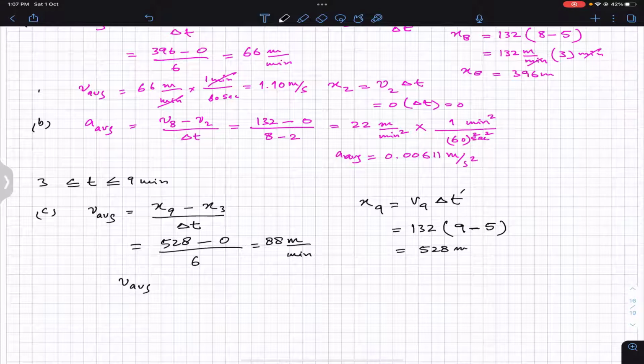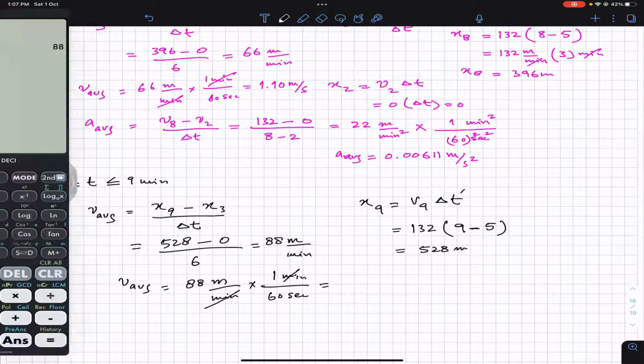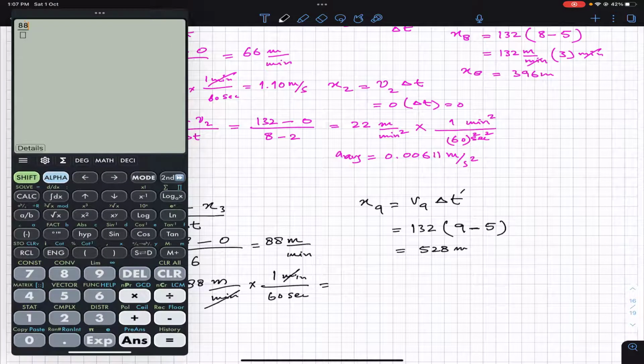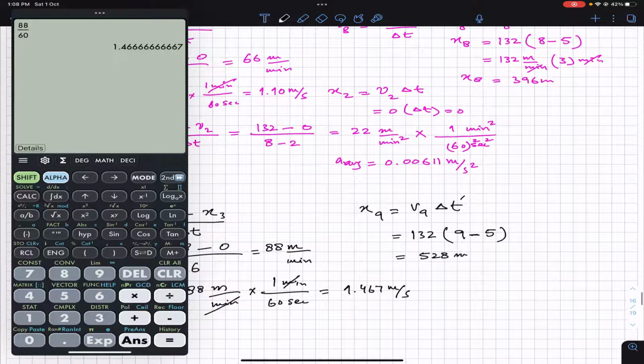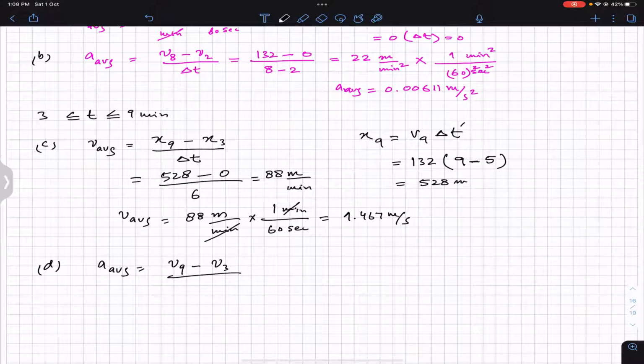V average is 88 meter per minute. If you want to convert it into meter per second, so 1 minute is 60 seconds, minute will cancel out. This is 88, this is minute. So 88 divided by 60, this gives me 1.467 meter per second. And now in part D, the average acceleration, this will be v9 minus v3 divided by delta t.